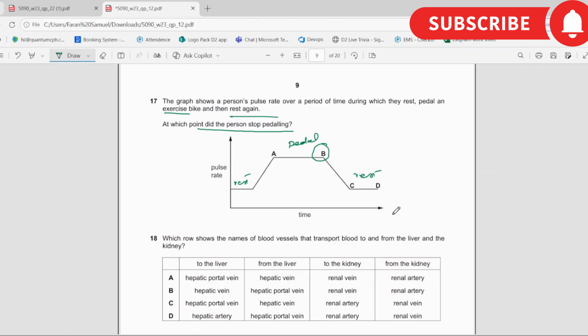Which row shows the name of the blood vessel that transports blood to and from the liver and the kidney? To the liver. Okay. From the liver? Okay. Now you get it. Because the option of hepatic artery is not given over here, we have to go with the hepatic portal vein, coming from small intestine to the liver. So it can be hepatic portal vein. Right? So our answer would be C.